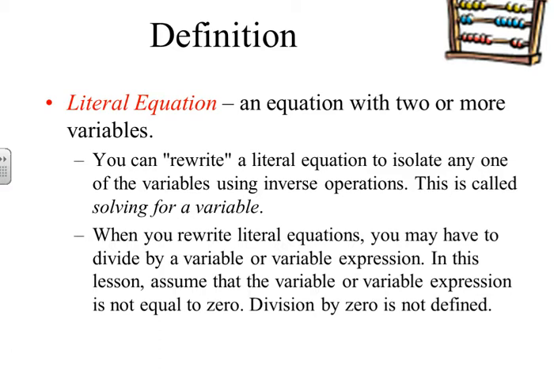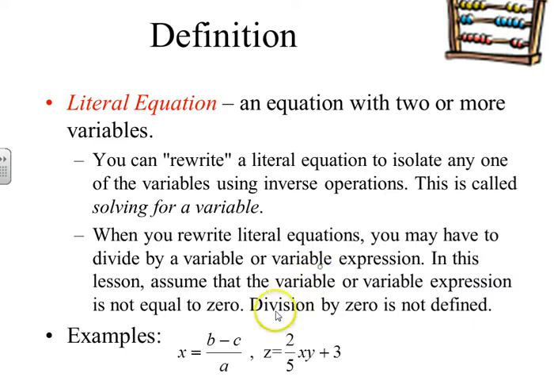Sometimes when we rewrite an equation, we end up having to divide by a variable. So in that case, you want to go ahead and assume that that variable is not equal to 0, because if we divide anything by 0, it's undefined.